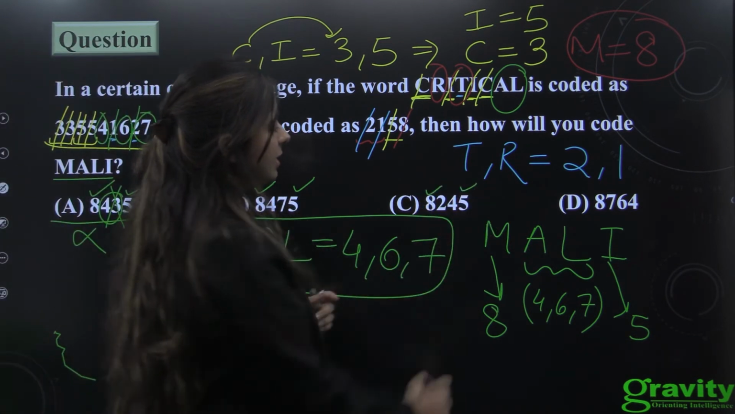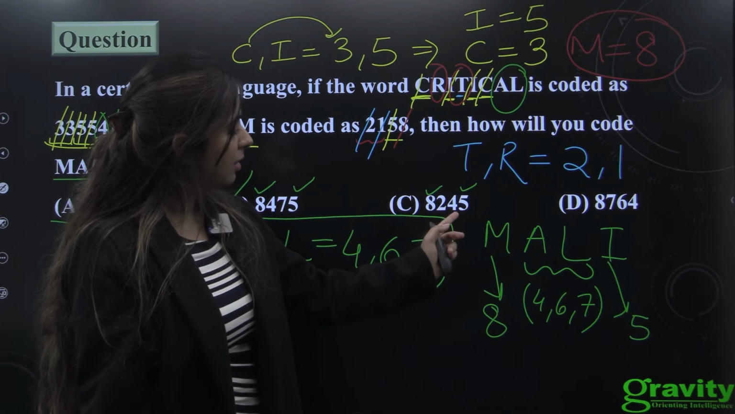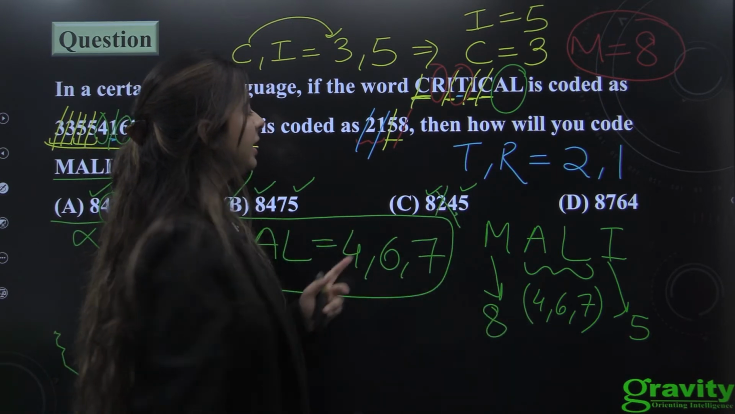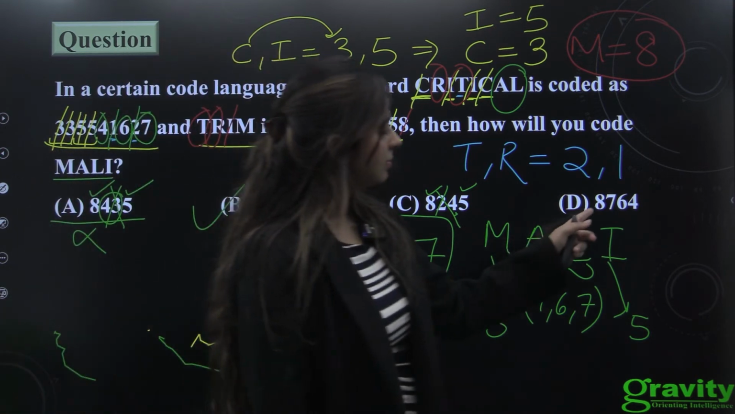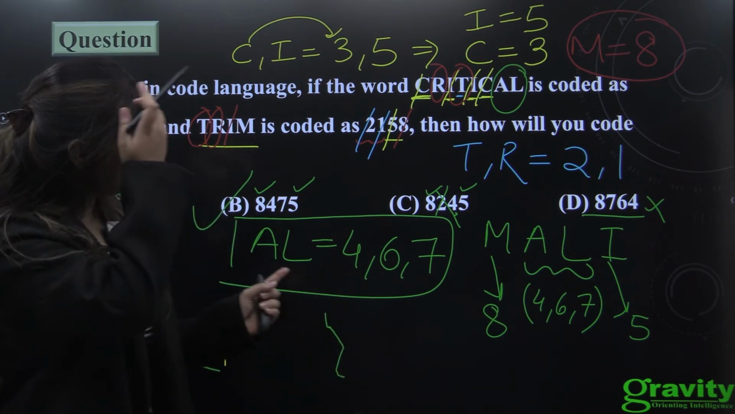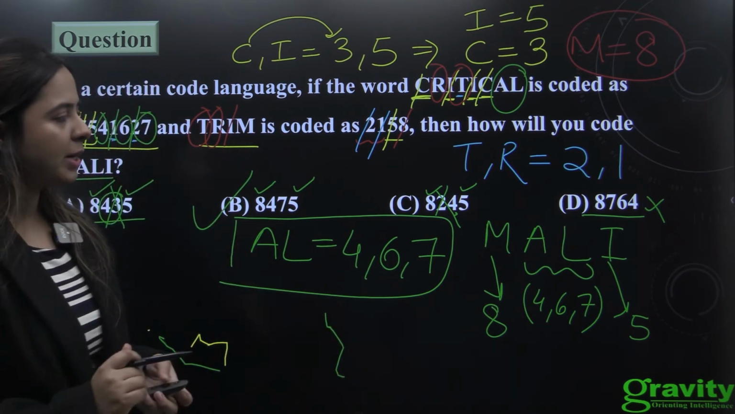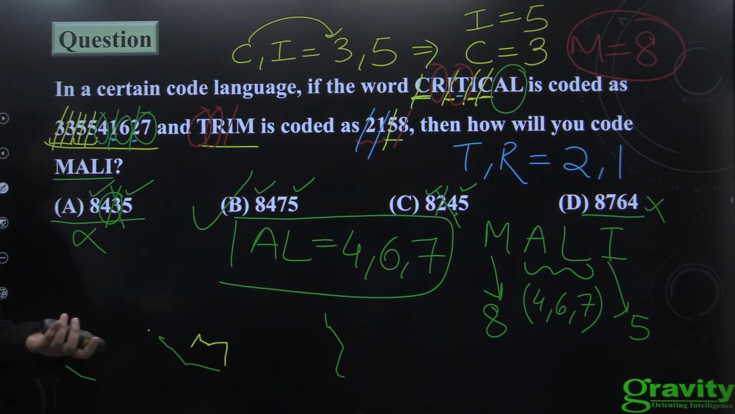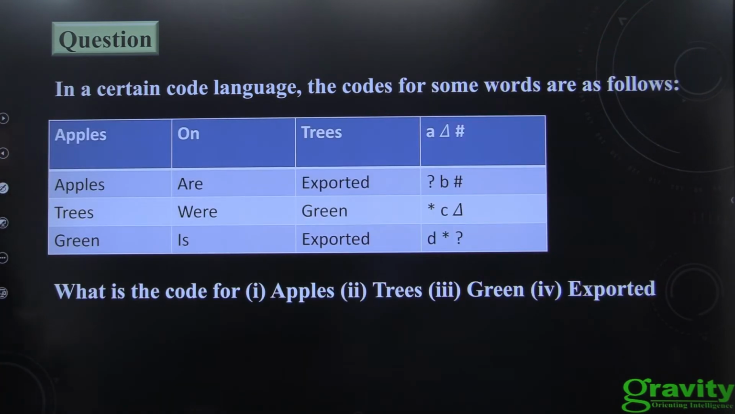In C, 8 present, 5 present, 4 present, but we need 1 among 6, between 6 and 7. We don't need a 2. C cannot be our option. 5 is not present here. Clear? B is our option. Do I need to re-explain? No, ma'am. All right. Moving on. Try this one. Easy, just look for the commons.